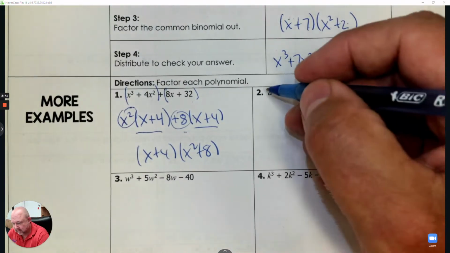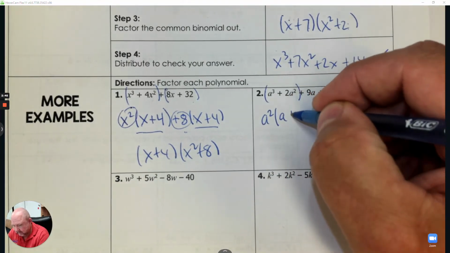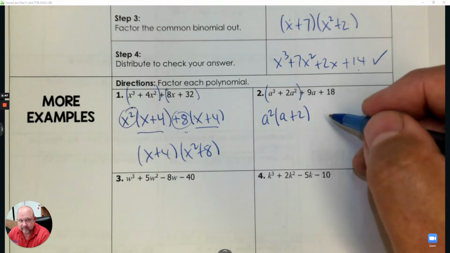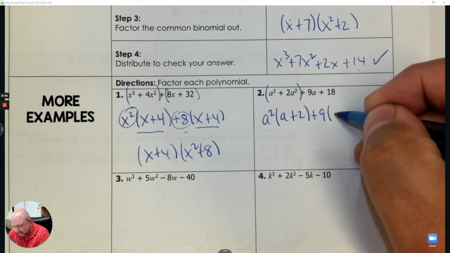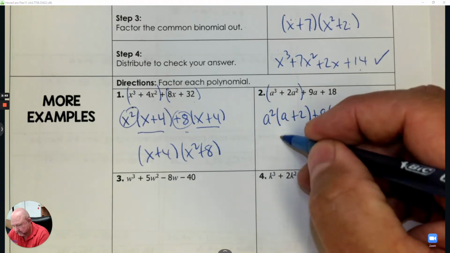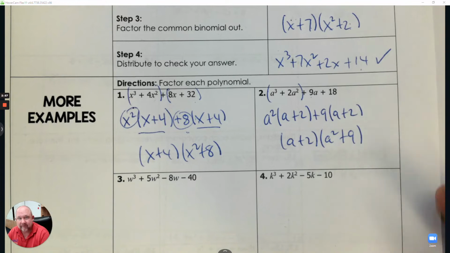Number 2, group it together. Again, a squared. That leaves me with a plus 2. 9 and 18. 9 goes into both. Divide. That's a plus 2. So they have a plus 2, and a squared plus 9 is left over.